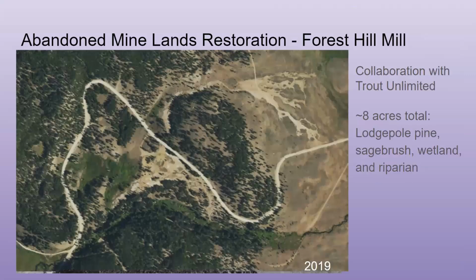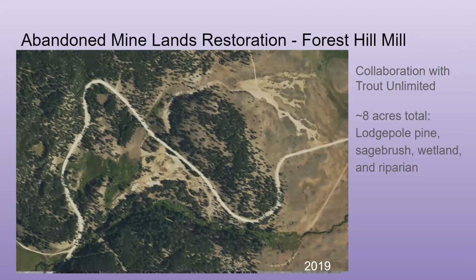Here is a 2019 aerial image. You can see the road moved. The tailings look kind of the same. They're a little worse, but for 70 years, it's not too bad. This project is going to be a collaboration with Trout Unlimited, so we're super excited to work with them. And it's about an 8-acre area, so bigger than just a little campsite.